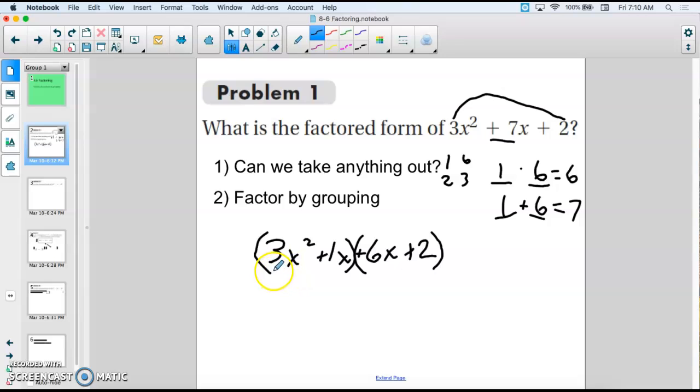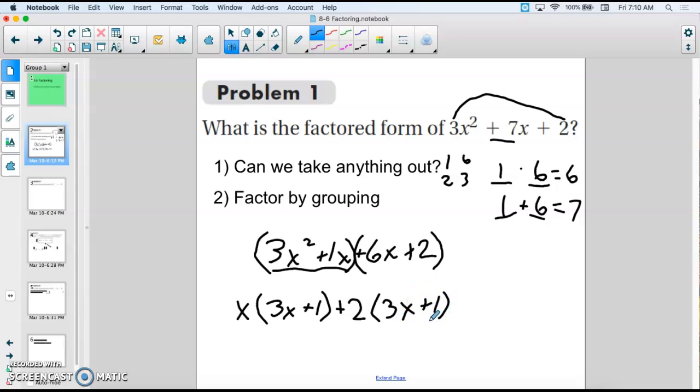Okay, so just this first term here, what can I take out? Well, I can take out an x and a 1 technically. I'm not going to write the 1. Okay, and what are we left with? Well, we took out an x here, so we're just left with 3x. And we took out this x, so we're left with 3x plus 1. Okay, now what can I take out of here? I can't take any x's, but they're both divisible by 2, so I can take out a positive 2. And then I'm left with 6 divided by 2 is 3, and then 2 divided by 2 is 1.